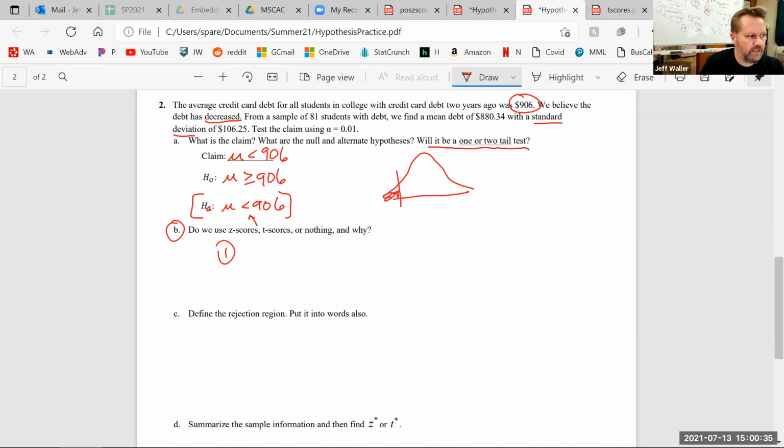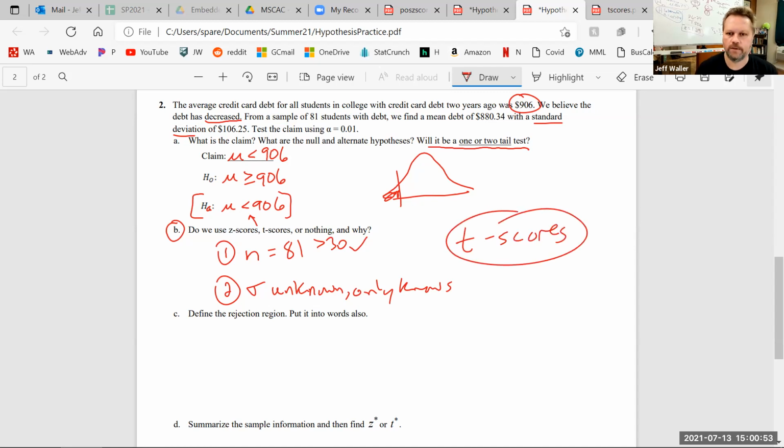So the first thing is, why can I do something? And the second thing is, sigma unknown, only know S. Well, what told me I could do something? The sample size was over 30. So that means together, that means I can use T-scores. You can't use Z-scores because I don't know the population standard deviation. This is our first T-score hypothesis test. Oh, so exciting.